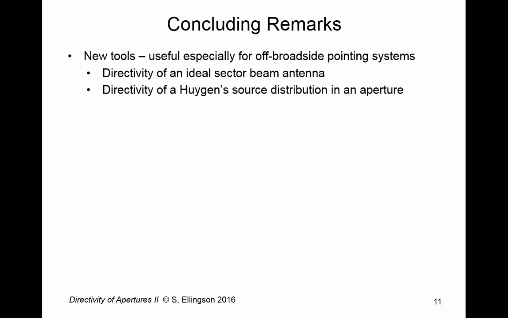So, some concluding remarks. In this lecture, we have introduced two new tools, which are useful especially for off-broadside pointing systems, which was something that we were missing in our previous expressions. The directivity of an ideal sector beam antenna, a very simple expression, but useful to have. We've also worked out an exact expression for the directivity of any aperture in which the electric and magnetic equivalent currents are related through the Huygens source constraint. And that's a very, very broad class of apertures. You might even say that's almost general.